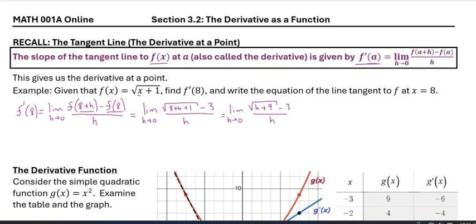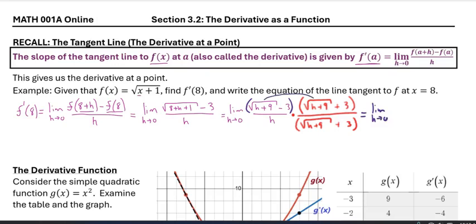You might remember the trick here is to multiply by the conjugate. So we're going to multiply the numerator and denominator by square root of h plus 9 plus 3. Remember, the conjugate changes the sign between the terms, so it's minus, we're going to go plus 3 over the same expression. If you ever want to try it, you're always welcome to pause the video and try it for yourself.